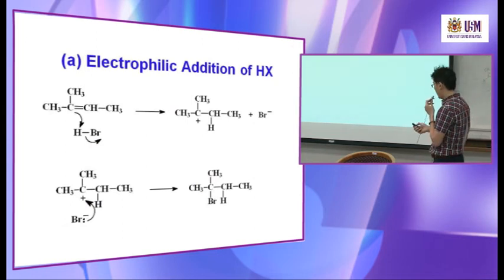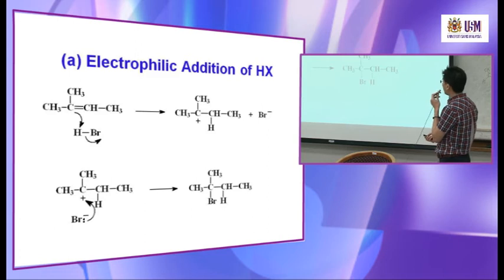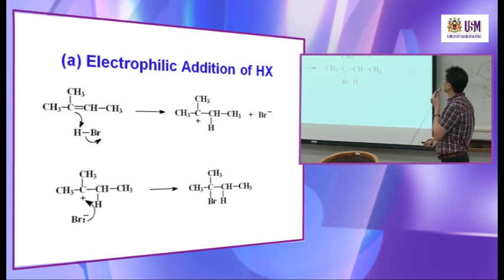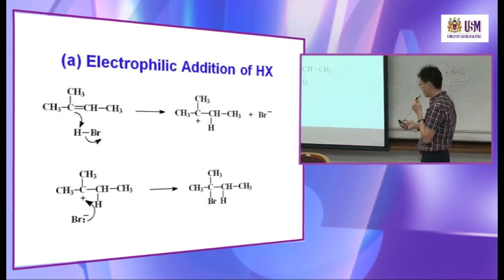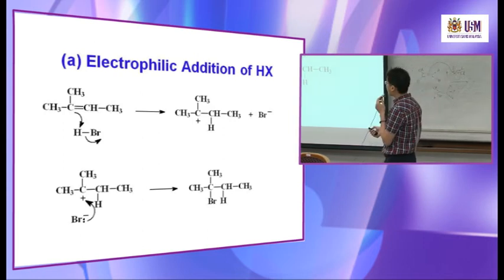Let's see. This is another example. This time using HBr. The mechanism is always the same. The arrow points come from the double bond, not the C. You have to redraw the arrow, coming from the double bond, attacking the H here.